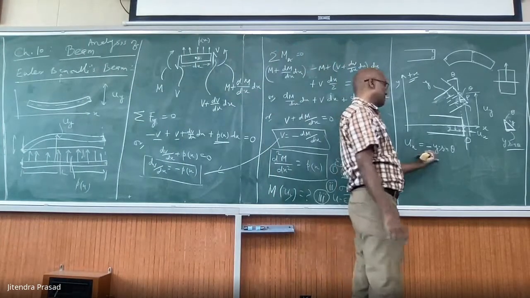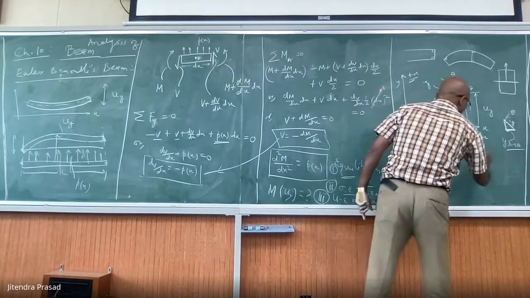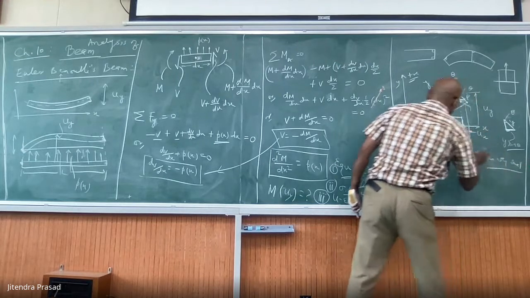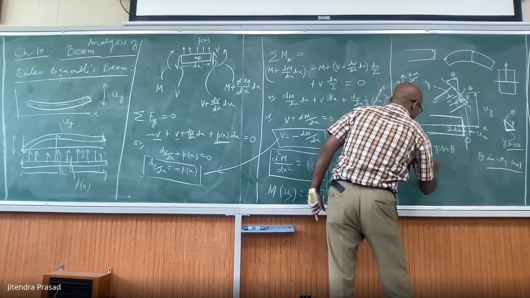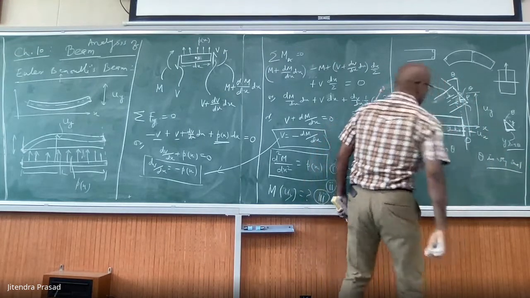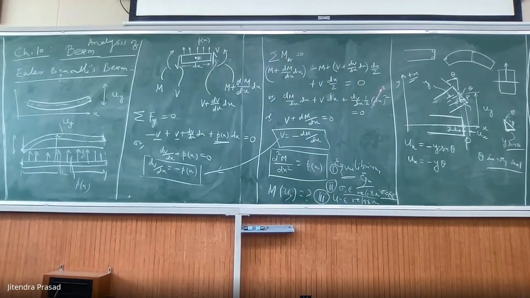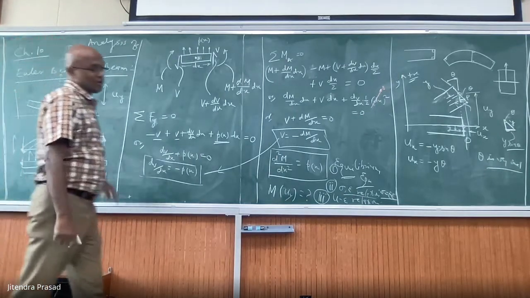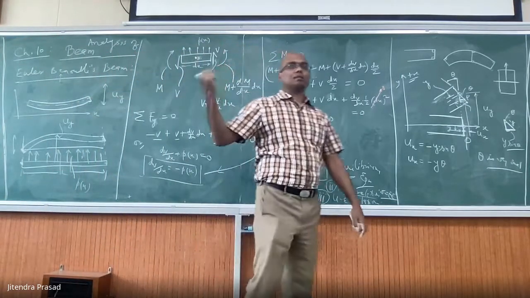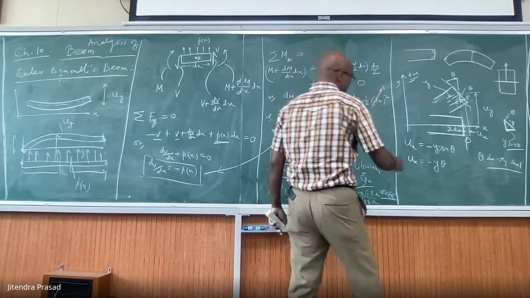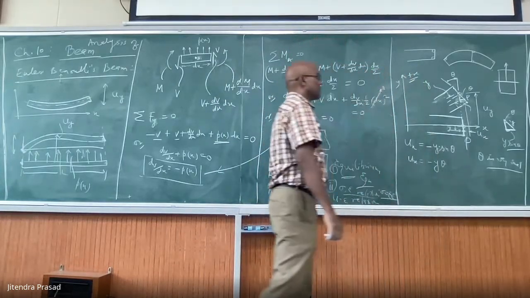Fine. Since theta is very small, we can write Ux equal to minus y theta. This is the assumption that theta is very small, u is very small. Otherwise, we cannot apply the Euler-Bernoulli beam equation. So you have that.